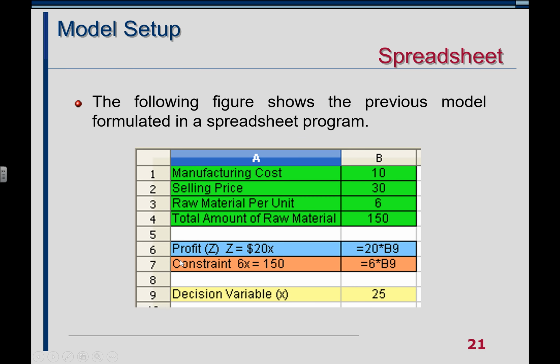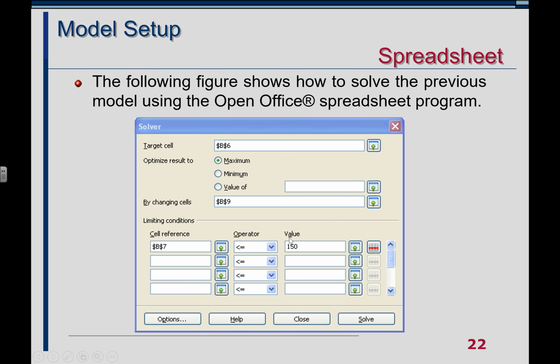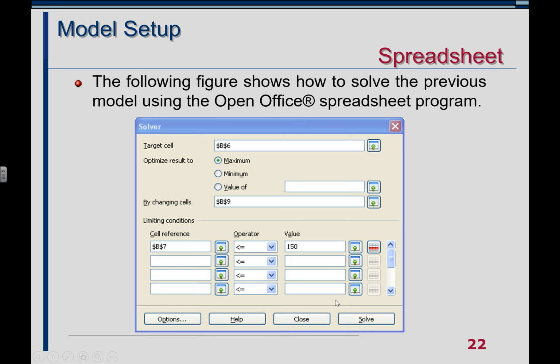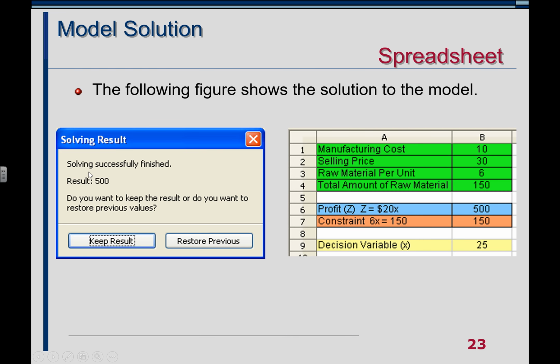So B7, which is the amount that we are actually using, has to be less than 150. So I just hard coded it, put 150, but I actually could have put in cell B4, and then this constraint could change if you needed it to. And then we solve it, and it says solving is successful.